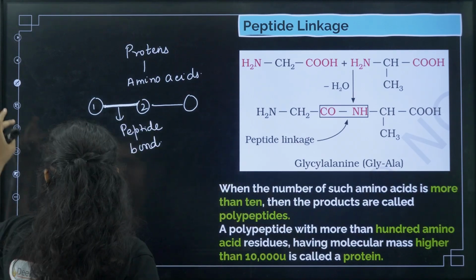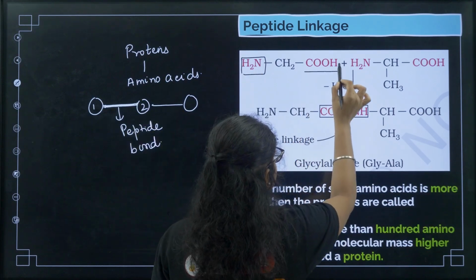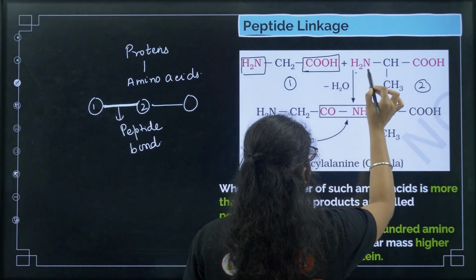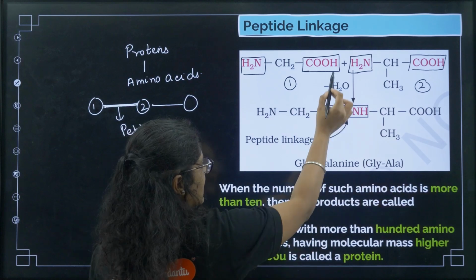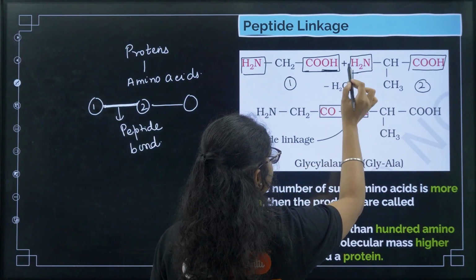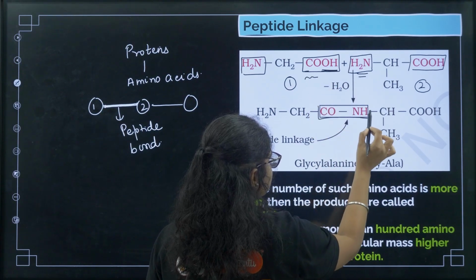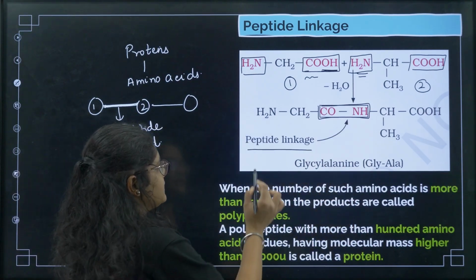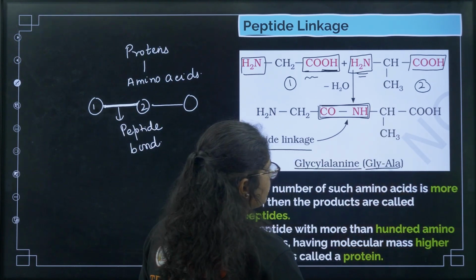Okay, now how this bond is formed, let us see. See, you have NH2 group and you have COOH group. This is amino acid 1. This is amino acid 2. Here also we have NH2 group and here also we have COOH group. Now here what happens, there is dehydration. So one OH from here and one H from here is removed. So what is left here? CO is left here and NH is left here. So that is what is present, and this is nothing but your peptide linkage. So this amino acid is your glycine and this is alanine. So we call it glycyl alanine, written Gly-Ala.